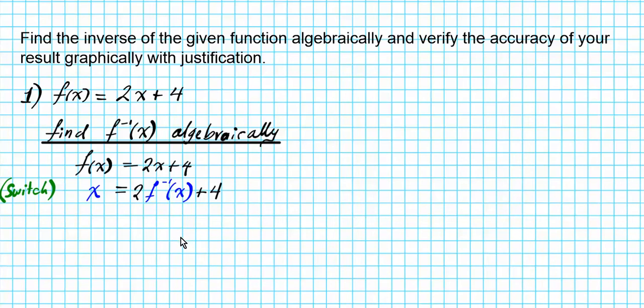Now what we're going to do next is solve for f inverse of x, which is the inverse of f. To solve for f inverse of x, we're going to subtract 4 from both sides and then divide by 2. That will result in f inverse of x being isolated. Let's go ahead and do that. So we'll subtract 4 from both sides. That yields x minus 4 equals 2 times the inverse of f of x. Now the final step is to just divide both sides by 2.